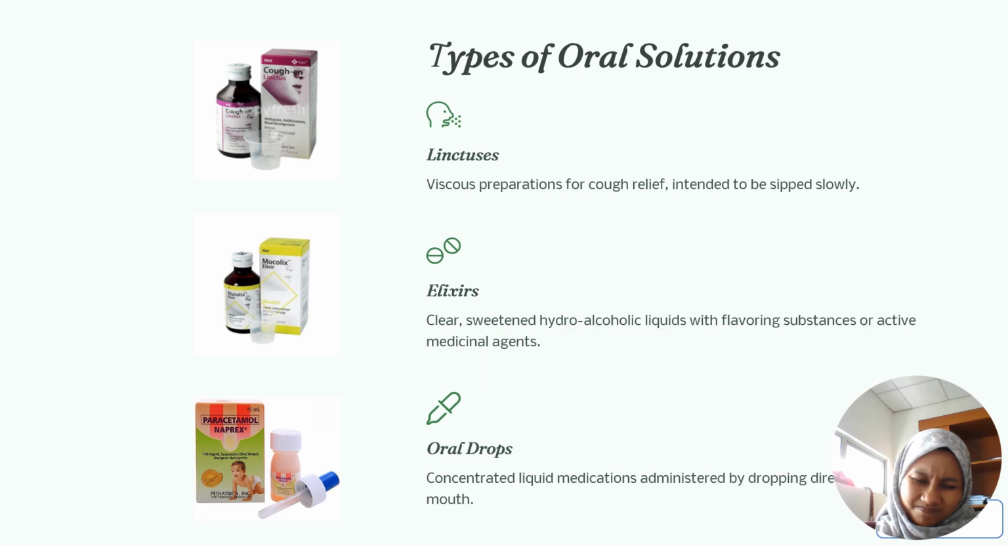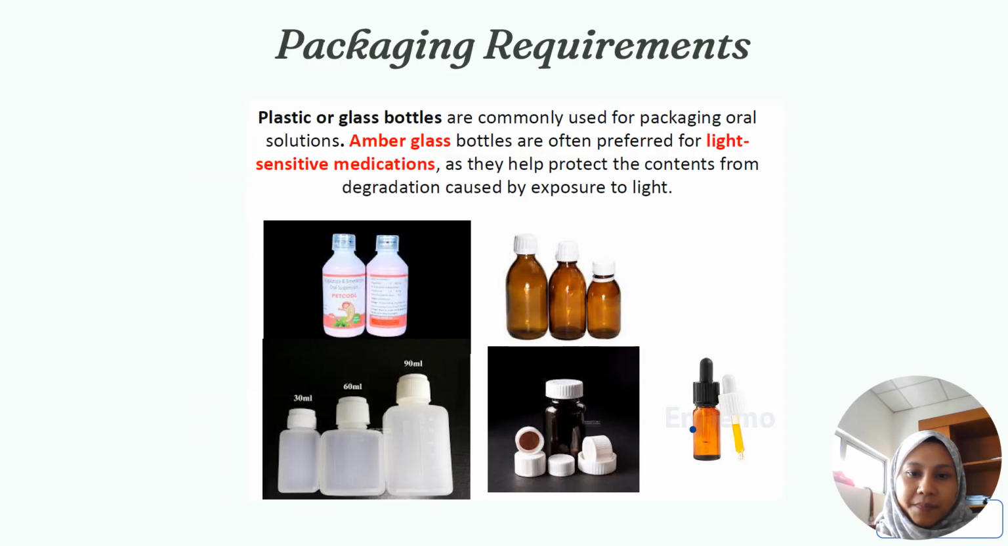So these are some of the pictures, and I believe many of these products are available in the pharmacy. So regarding the packaging requirement, we always remember that plastic or glass bottles are commonly used for packaging oral solution. We can use amber glass bottle for light sensitive medication. So these brownish color bottles are what we call amber bottles. It can be in the form of glass or plastic. Okay, but normally what you always see is the left-sided picture, plastic bottles. More commonly seen nowadays and being manufactured in this packaging.